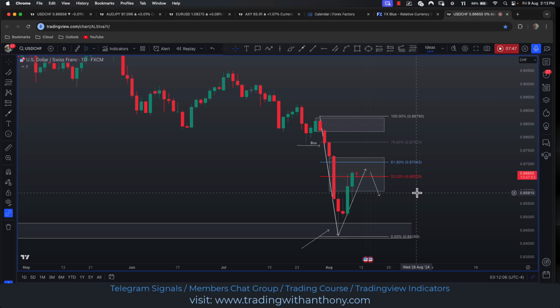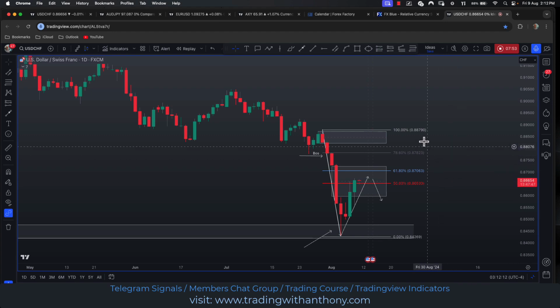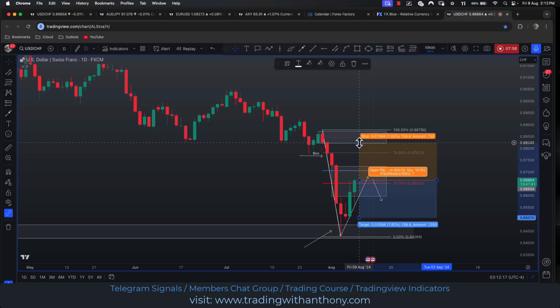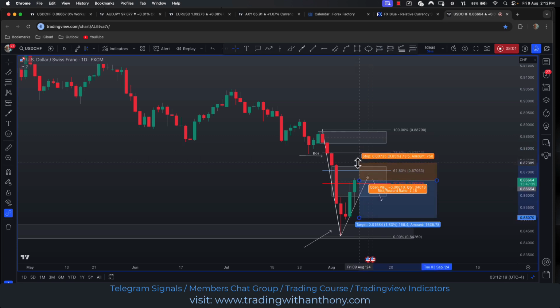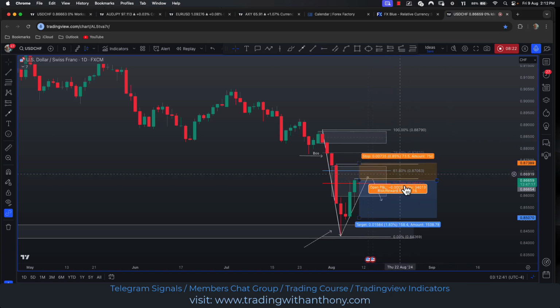So you want to be managing your risk incredibly well in this environment. Trade with low positions, low risk. I'm going short. My stop loss is going to be above this imbalance and above the previous daily high here, right? So that's a good spot for a stop loss to be placed. We have the actual previous daily high here, so very valid level.